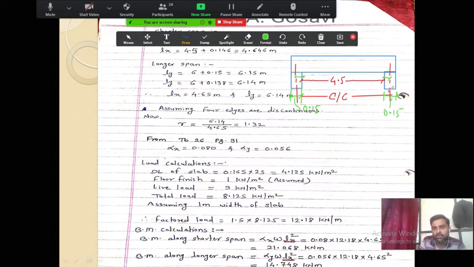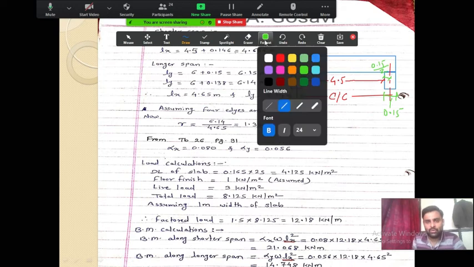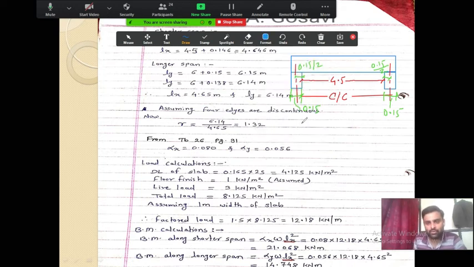So this length is nothing but 0.15 by 2. So on this side it is 0.15 by 2 this length, on this side also it is 0.15 by 2. Okay, so now what will be my center to center distance? So the center to center distance will be, what is the distance?